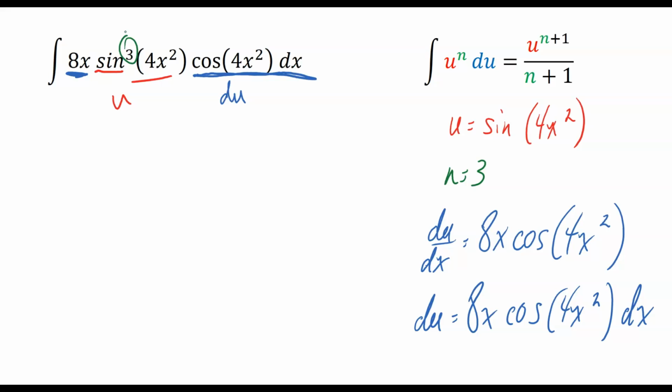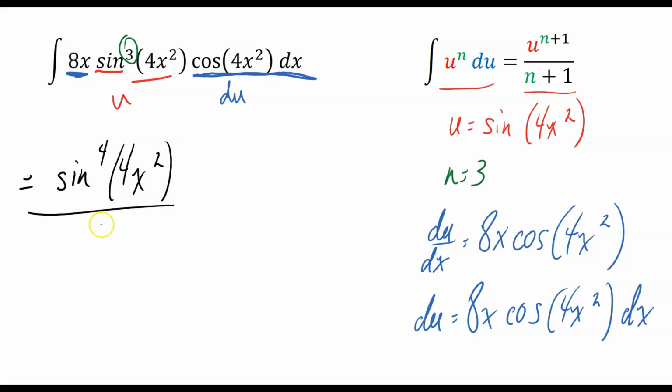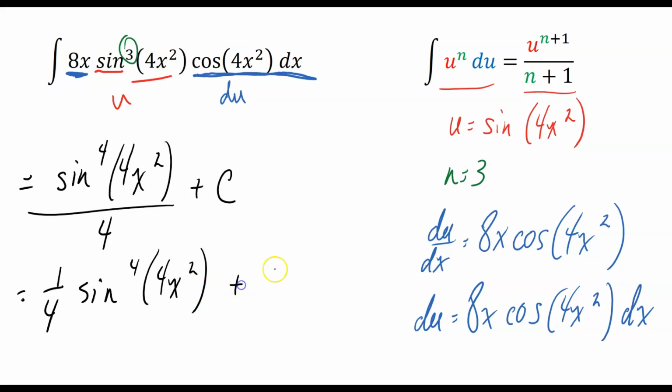So this integrand does take on the form, the integral u to the n du. That's why I use the color, okay? So I'm going to go straight to my answer. It will be equal to, I must raise u to the n plus 1, which will be sine to the power of 4 of 4x squared all over 4 plus c, also known as 1/4 sine to the power of 4 of 4x squared plus c.